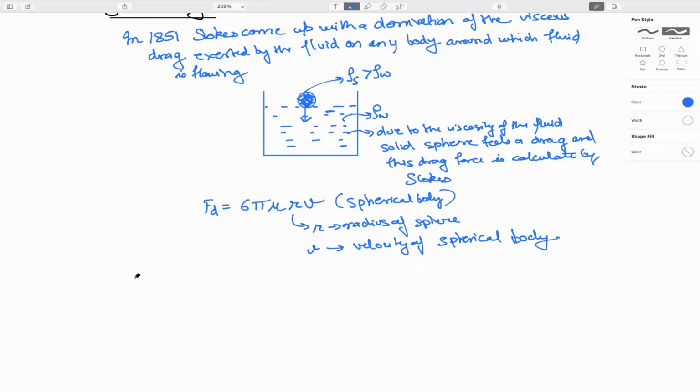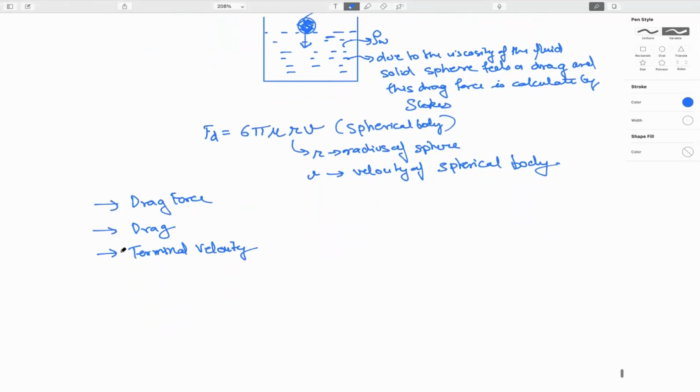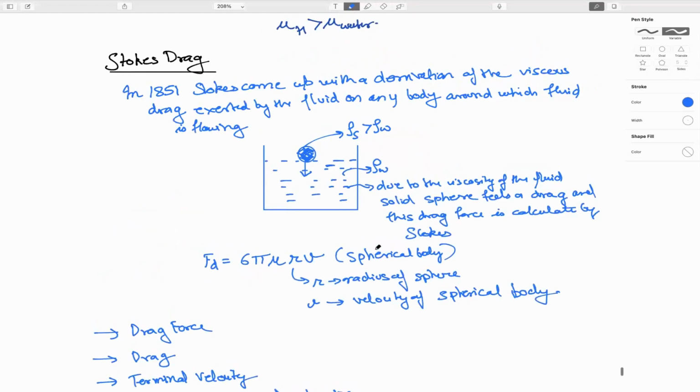In the next lecture, I will derive this expression for the drag force. We'll go deep into the concept of viscous drag. Then I will discuss the concept of terminal velocity, and then we'll start surface tension, the concept of interfaces and surface tension. Okay, so that's all. Thank you.